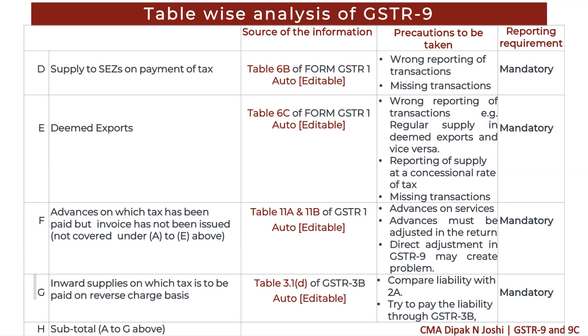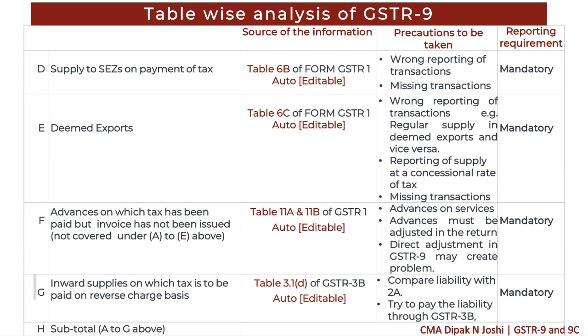Next is table 4G. 4G is about inward supply. Table 4A to table 4F is regarding outward supply on which tax is payable. Table 4G is regarding inward supplies on which tax is to be paid under the reverse charge mechanism. Again, you can take this information from table 3.1D of GSTR 3B. Again, it is an auto-populated field, but you can edit that field. If there is any additional liability, you can report it in table 4G of GSTR 9.